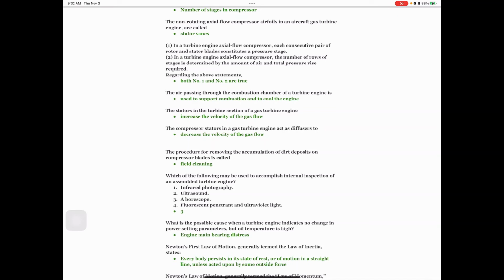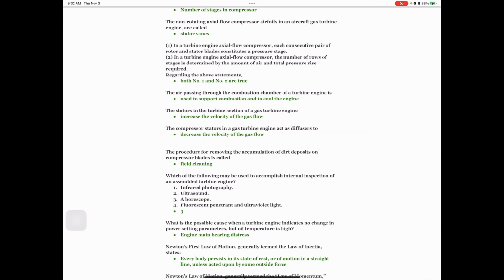Which of the following may be used to accomplish internal inspection of an assembled turbine engine? Infrared photography, ultrasound, a borescope, fluorescent penetrant and ultraviolet light. 3. What is the possible cause when a turbine engine indicates no change in power setting parameters, but oil temperature is high? Engine main bearing distress.